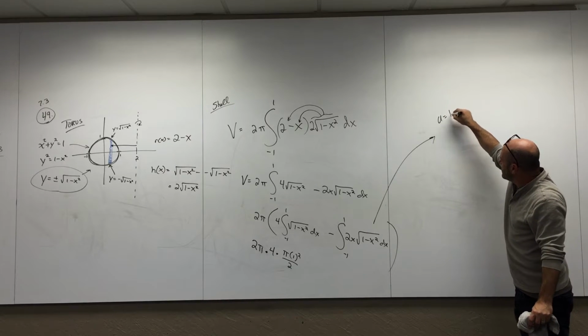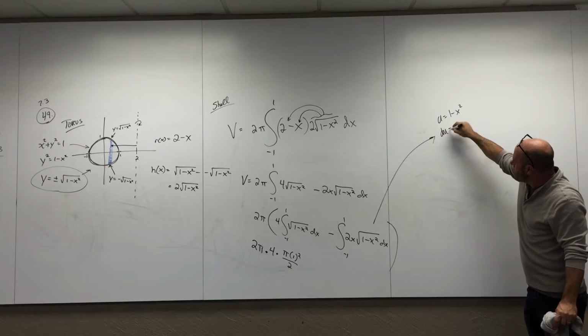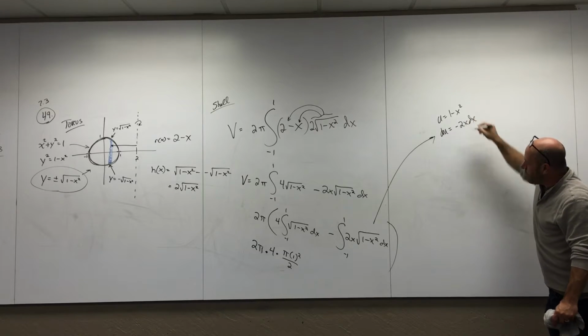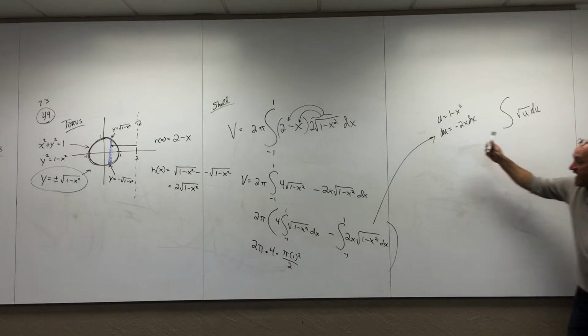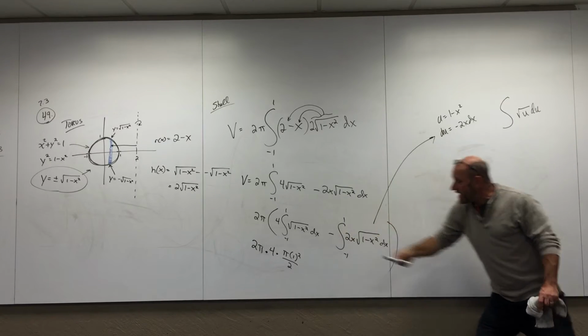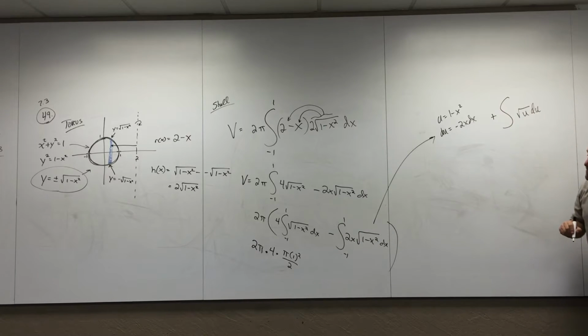Let u equal 1 minus x squared. What's du? Negative 2x dx. When I replace all that, it turns into a square root of u du, I think, with a negative sign out front, which I'm going to hit, if you don't mind, and make it plus. How do you do a square root of u? It's u to the 1/2. How do you do u to the 1/2? U to the 3/2 times 2/3.